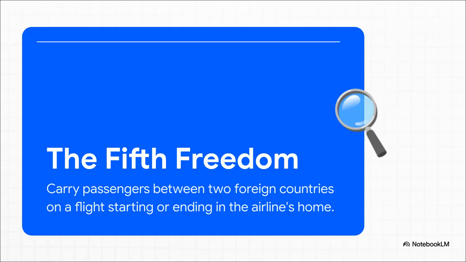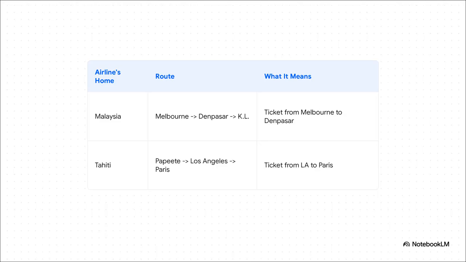So here's what makes it so special. The 5th freedom gives an airline the right to sell tickets between 2 countries that are not its home. Now, there's a catch. The flight itself has to either start or end back in the airline's home country. Let's make this real. A Malaysian airline can sell you a ticket for just the Melbourne to Bali leg of its bigger flight to Kuala Lumpur. Or, get this, you can fly from Los Angeles to Paris on Air Tahiti Nui, an airline from French Polynesia.